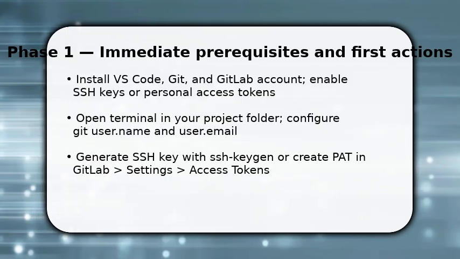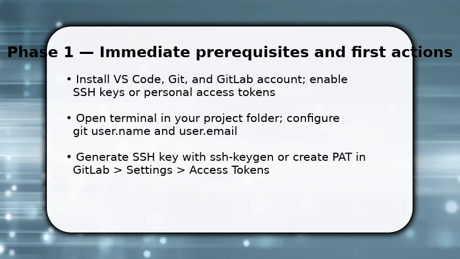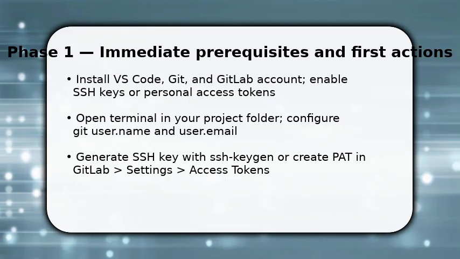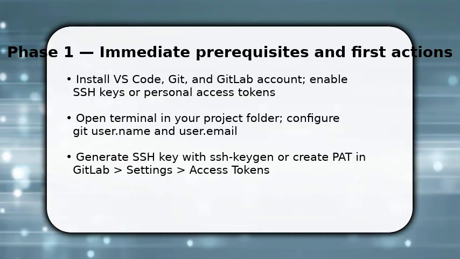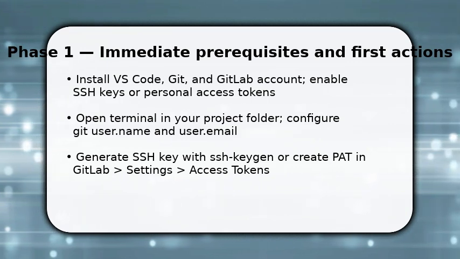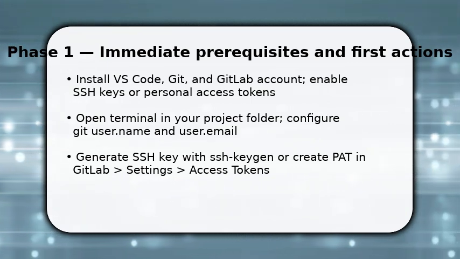If you prefer SSH, generate an SSH key with ssh-keygen and copy the public key. If you prefer HTTPS, create a personal access token in GitLab. Make sure to choose scopes for repo access. This is how VS Code will authenticate to GitLab.